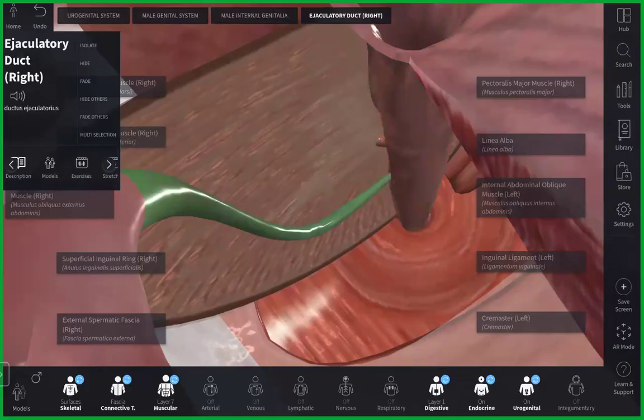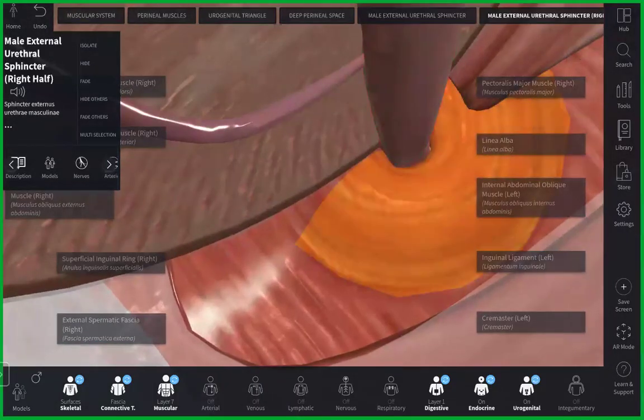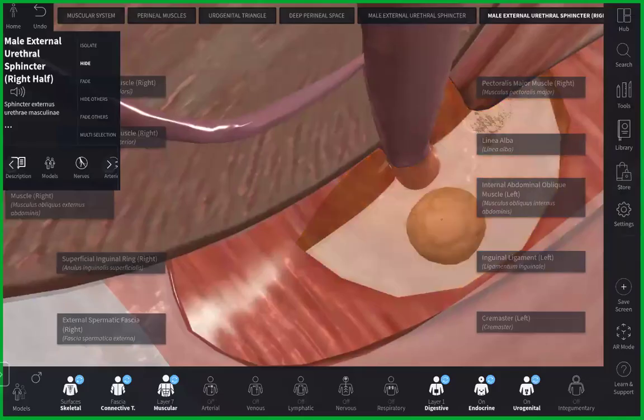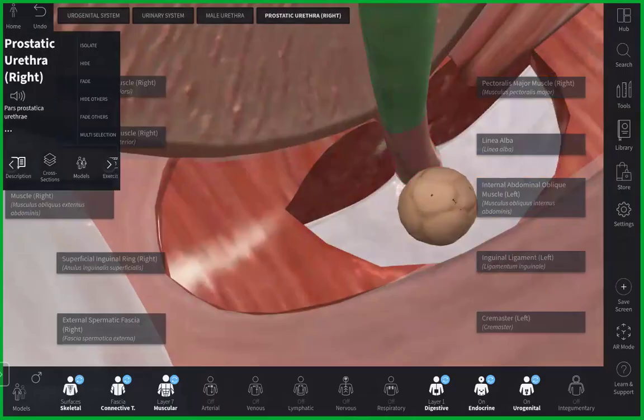So from the ductus deferens, we will get sperm, then we will have the seminal gland, and these two will become the ejaculatory duct. This ejaculatory duct will open into the prostatic urethra, and after it passes the prostate, we get the male external urethral sphincter. That is a membrane-like structure, and inside it we will have the membranous urethra. Simple.